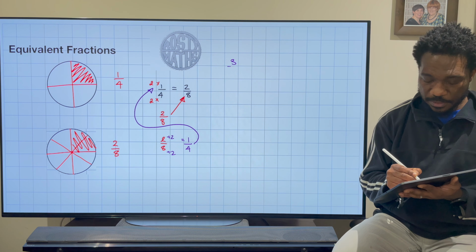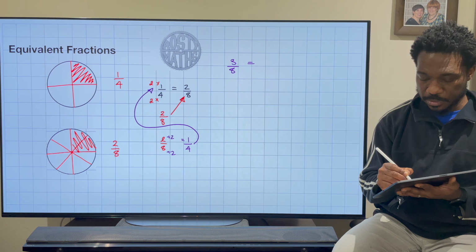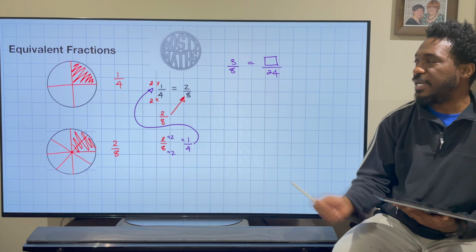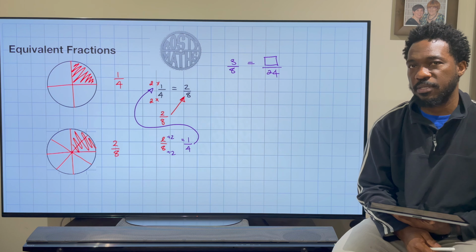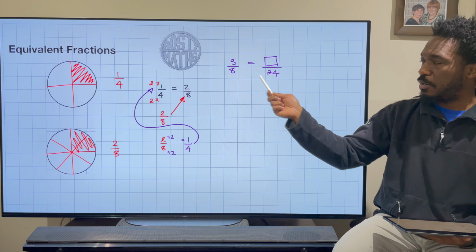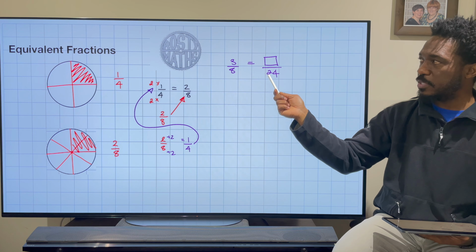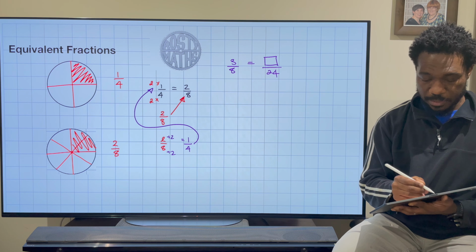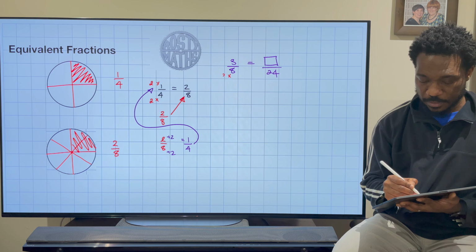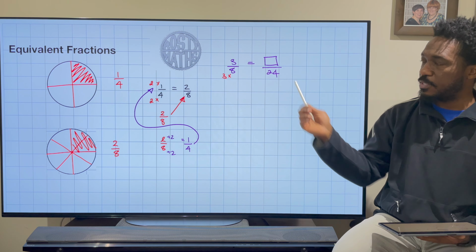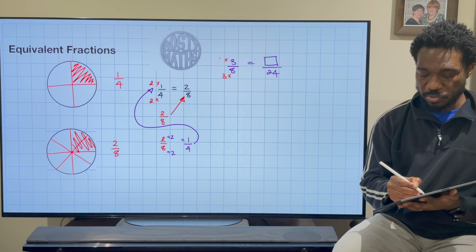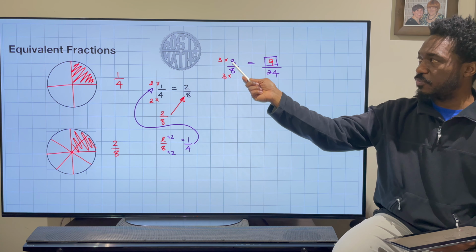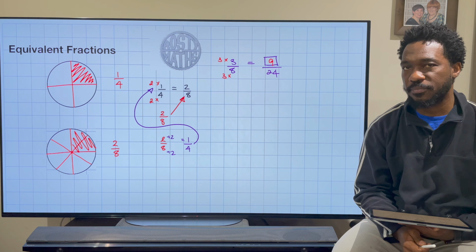So what if I've got then 3/8 and I say that that is equal to something over 24? What do I do to work this out? How do I figure out what this missing number is? Well, easy. Think of how many 8s in 24. What's the factor that I multiply 8 by to get 24? Well, that factor is 3. And so if 3 times 8 is 24, I have to also multiply the numerator by 3. 3 times 3 is 9, so the equivalent fraction of 3/8 is 9 over 24.